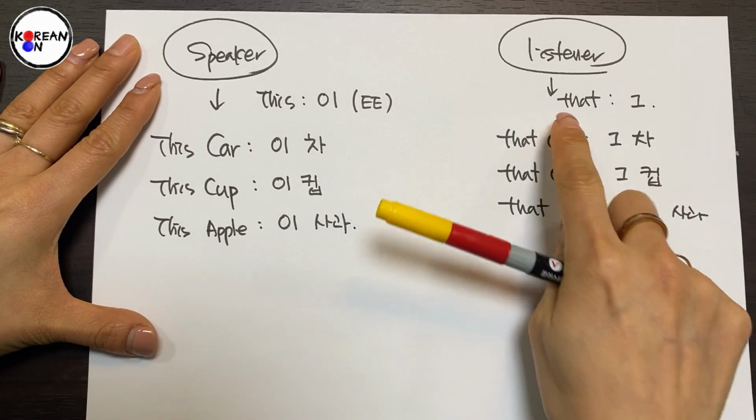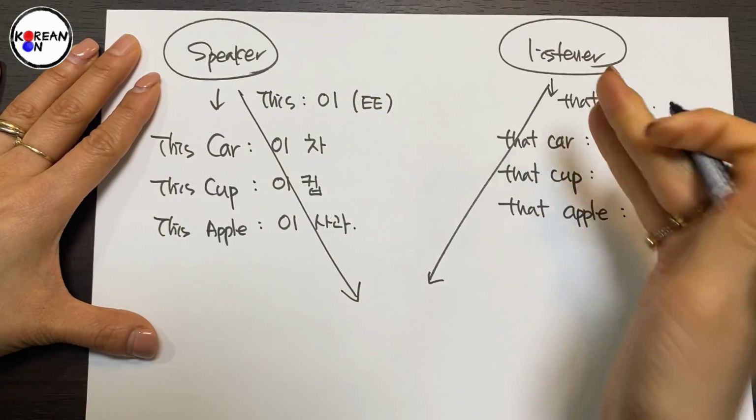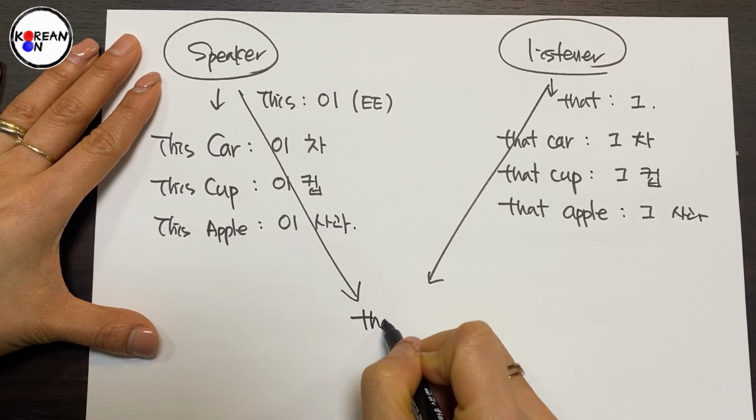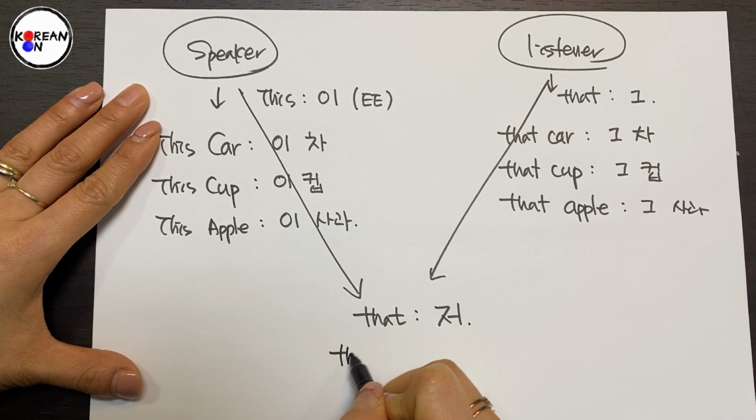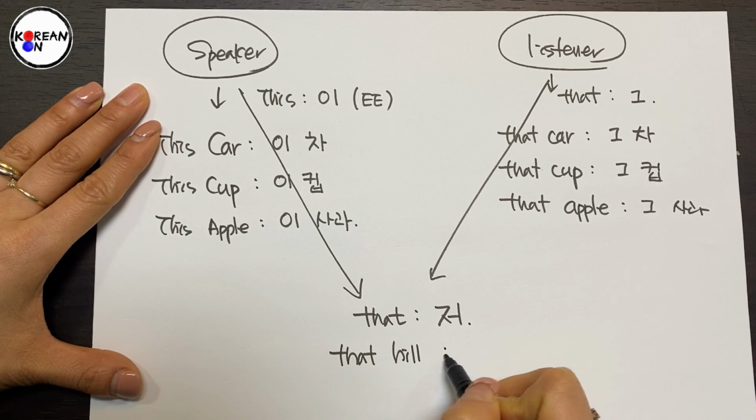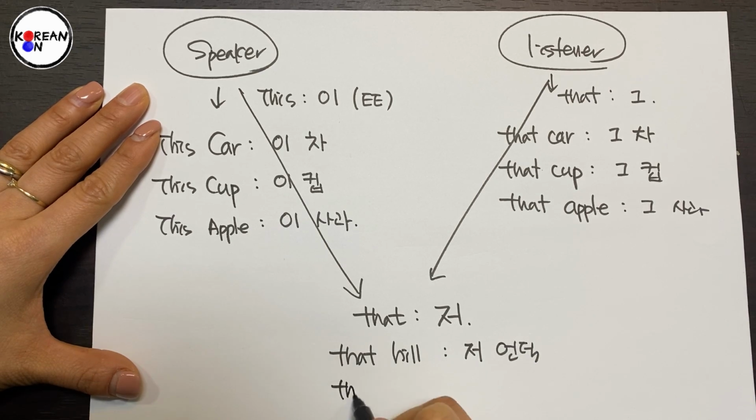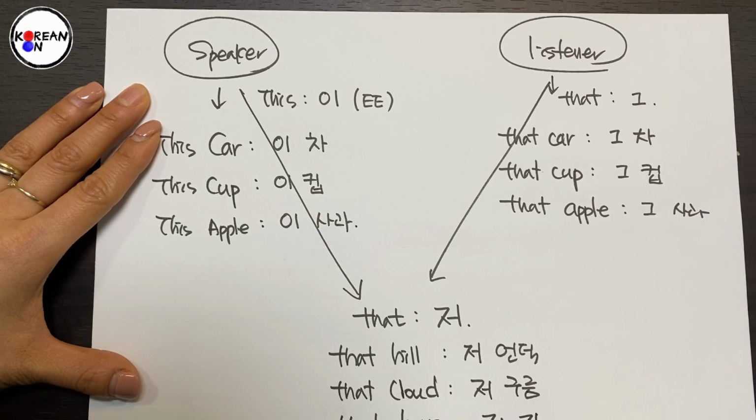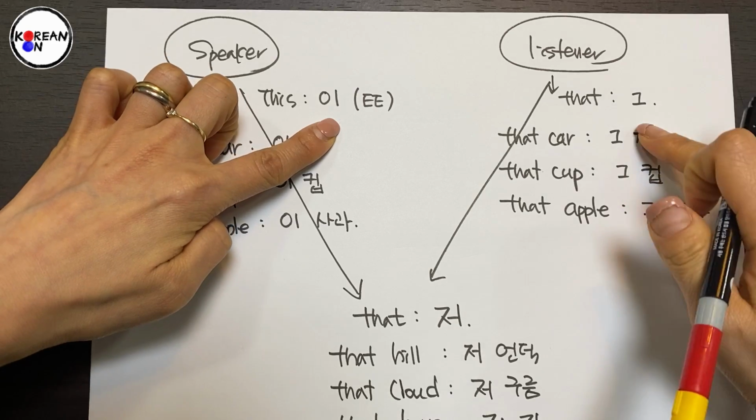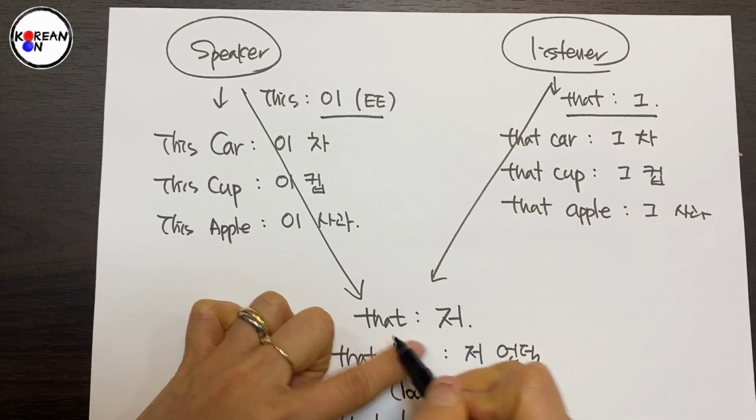So, if it's close to the speaker, we use 이. Close to the listener, we use 그. How about far from both speaker and listener, which is that. In Korean, 저. So, that hill. 저 언덕. Or that cloud. 저 구름. So this and 이, 그, 저. One more time. 이, 그, 저.